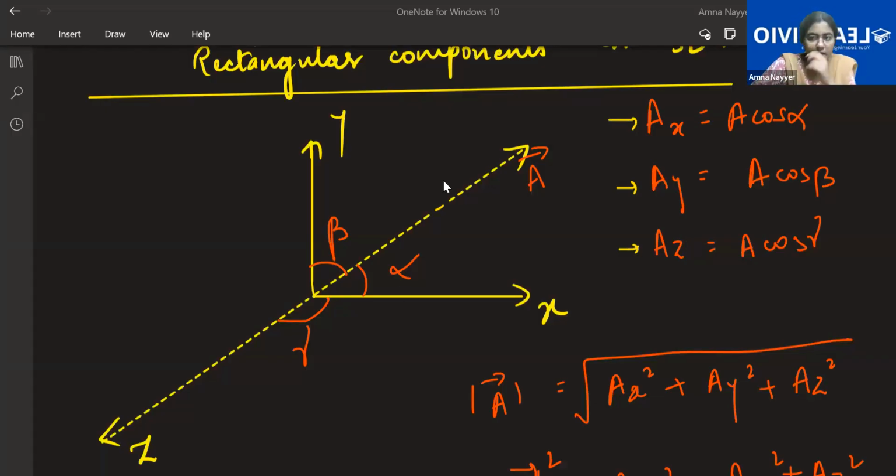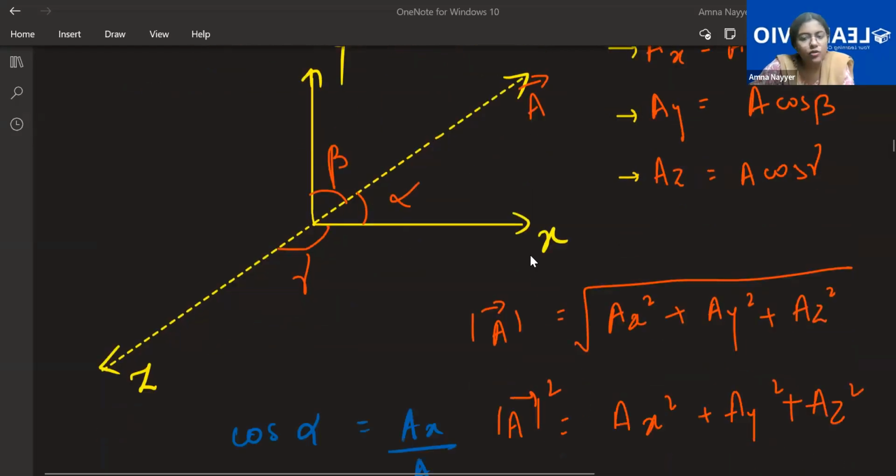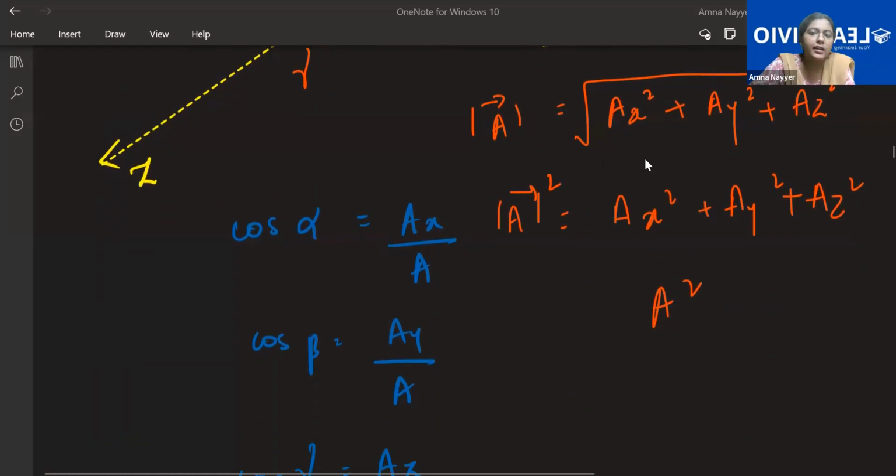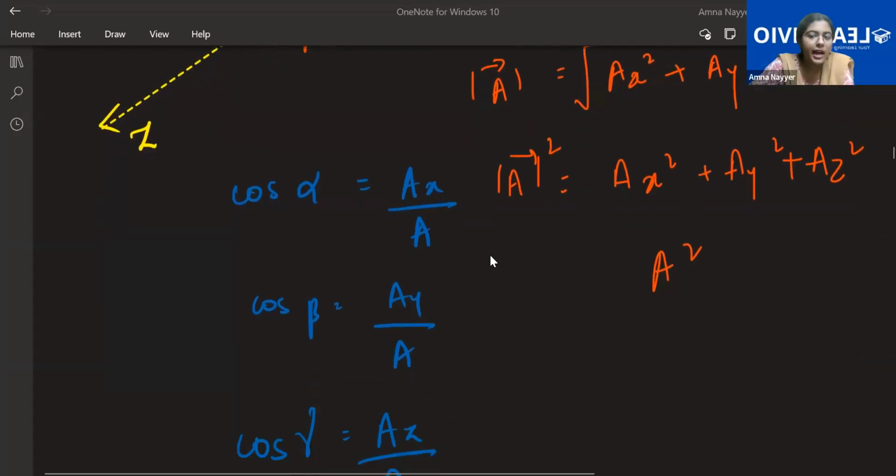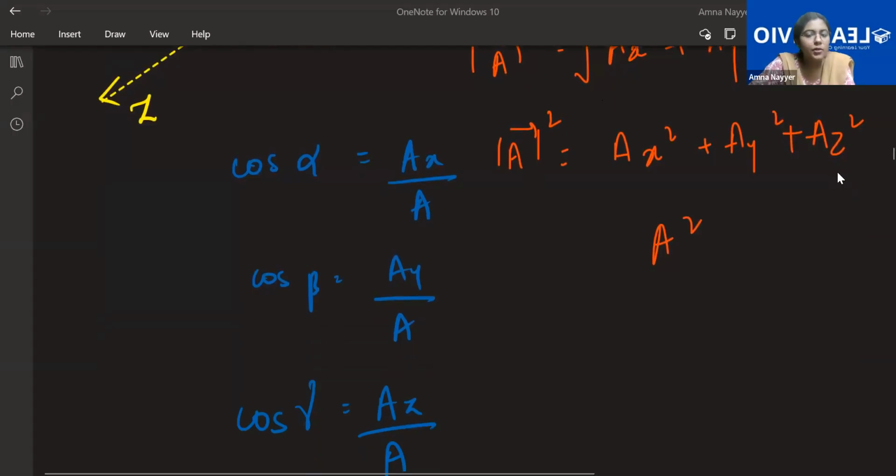Here we use cosines. We call these directional cosines. I'll write it: the x component will be A cos alpha, the y component will be A cos beta, and the z component will be A cos gamma. So you're taking the components on all the 3 axes this time. The magnitude of the vector will still be the square root of Ax square plus Ay square plus Az square, and this is how you write it.